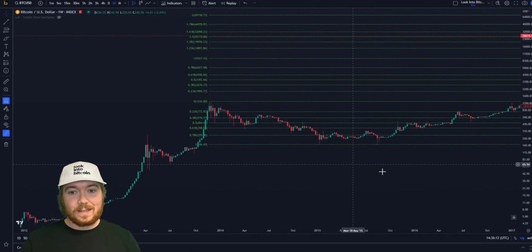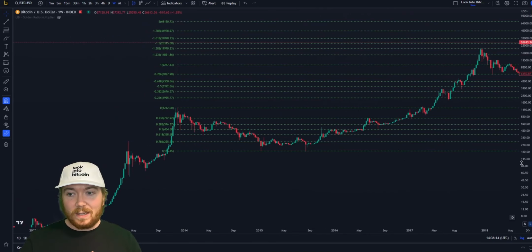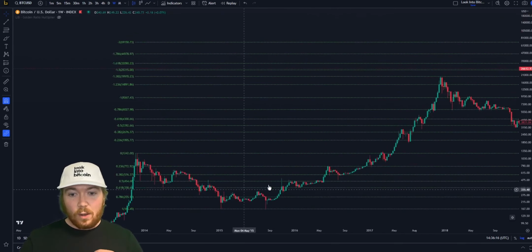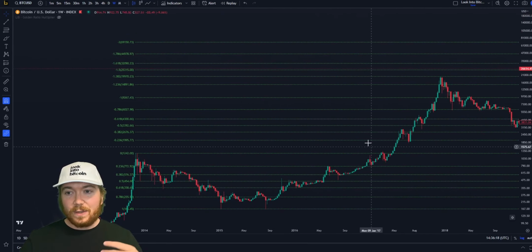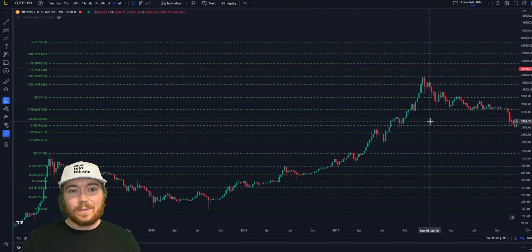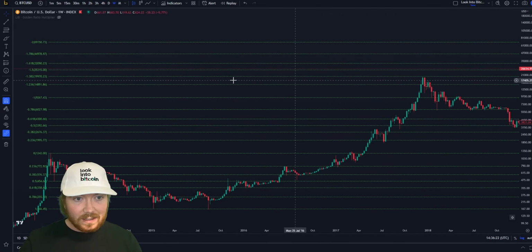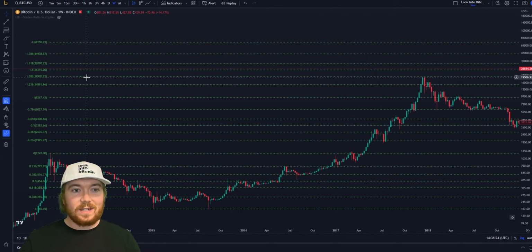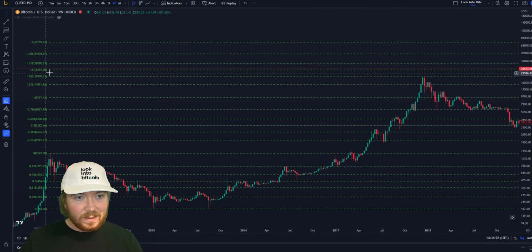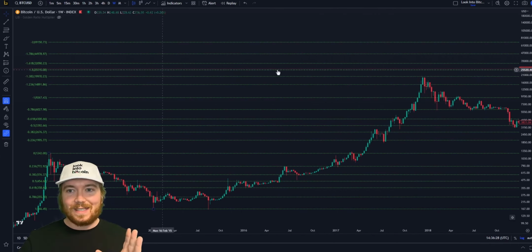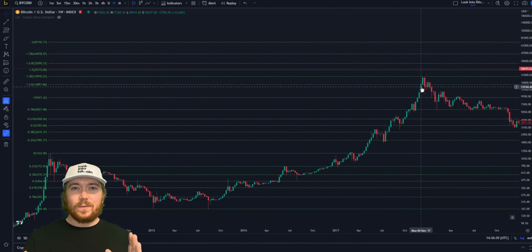If we connect that to the cycle low and zoom out a little bit here, we can see, if we just zoom in, all the way predicted back in 2015, zooming into the 2017 price peak. If we look here to the 1.382 Fibonacci extension, which predicted a price peak at $19,970. Again, this was just a few dollars off.